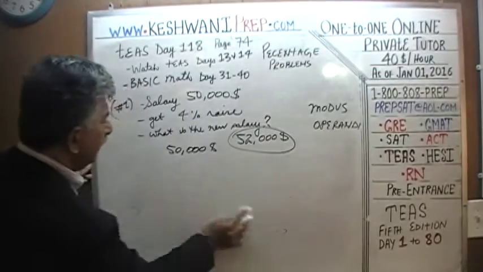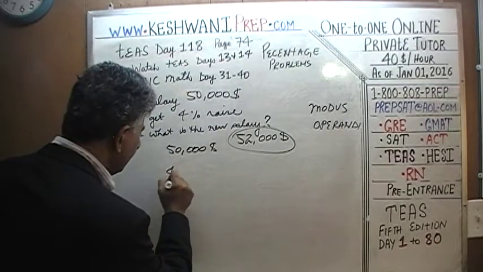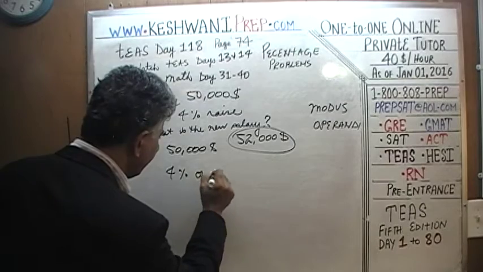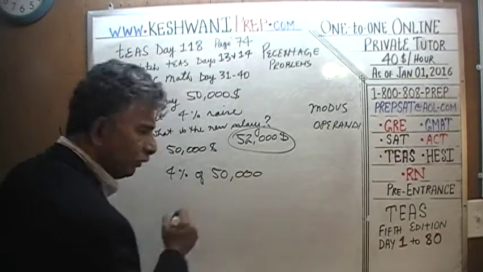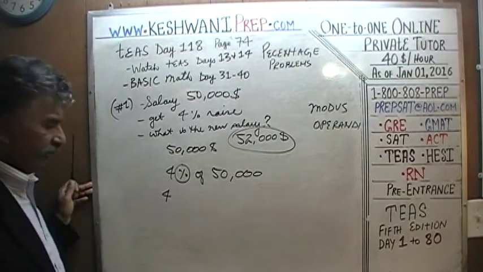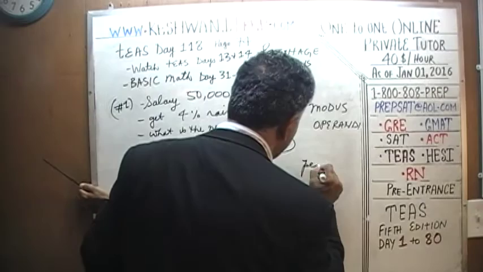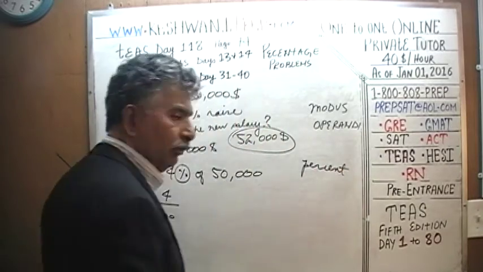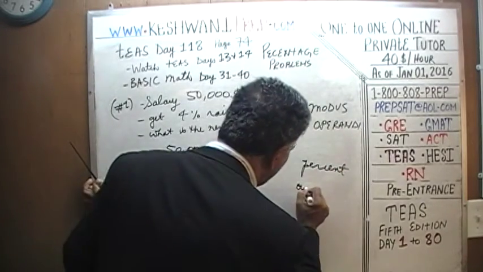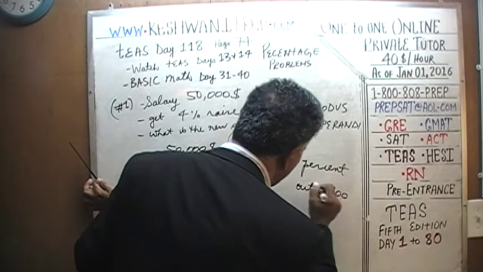We need to figure out 4% of 50,000. This is the more academic way. You understand? What does percent mean? Percent means over 100. The word percent, we have talked about this many times, means out of 100.